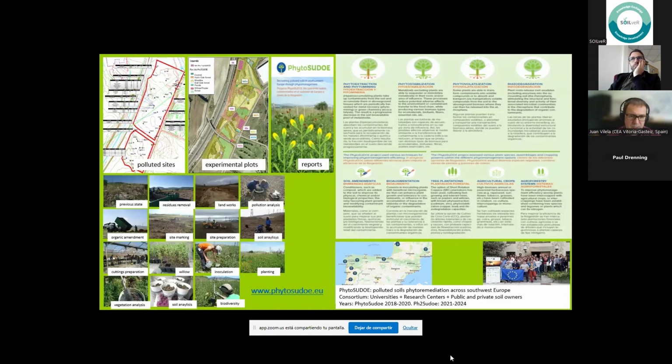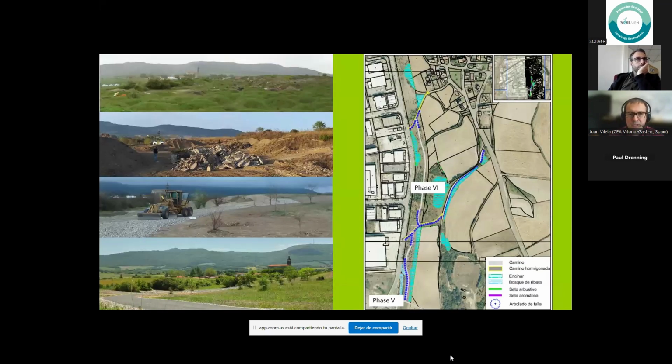This was quite successful, so we got a second project to do that. We expanded these phytoremediation techniques throughout the site. This is just an idea of how it looked in the beginning, then how we tried to separate all the materials to reuse them in different places, and how it looks today. And this year we will continue this project with phase 6.